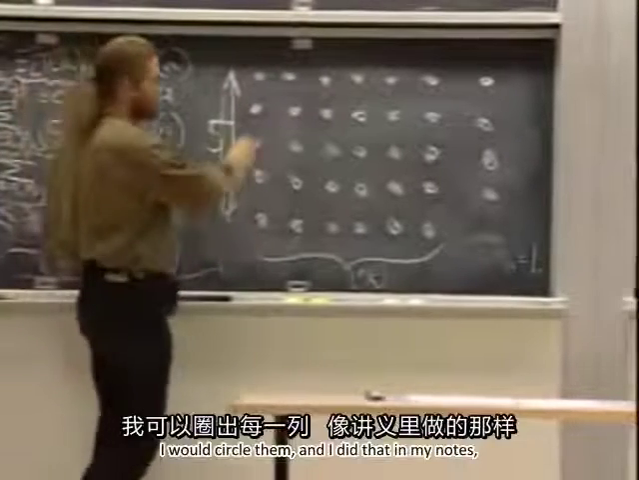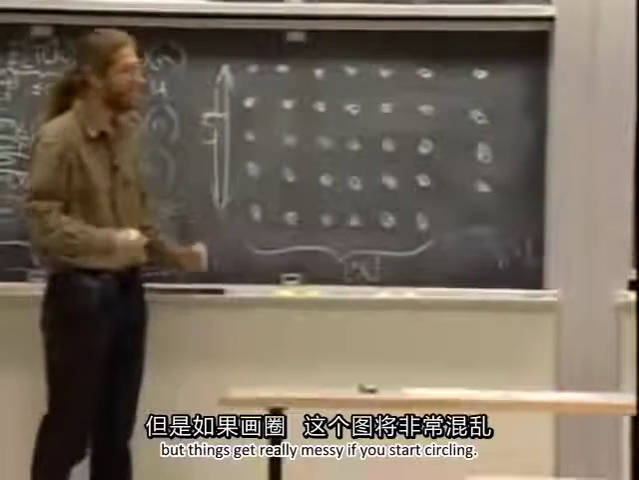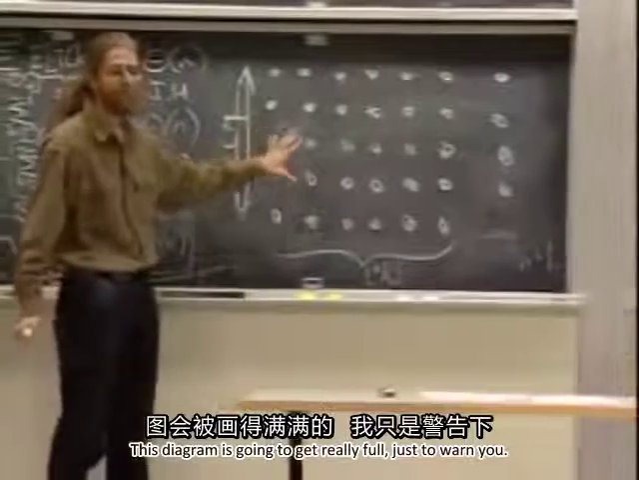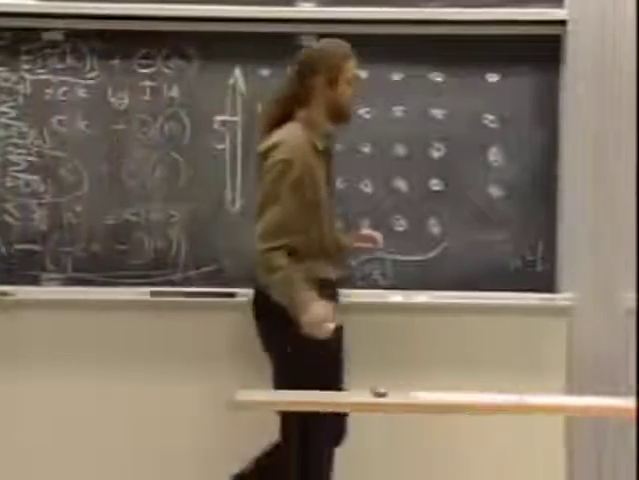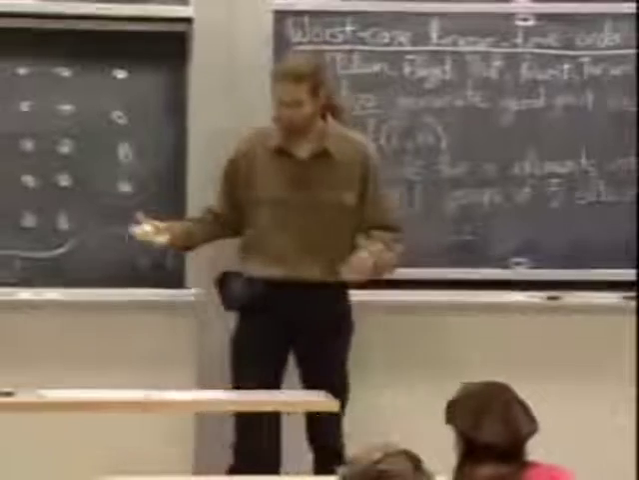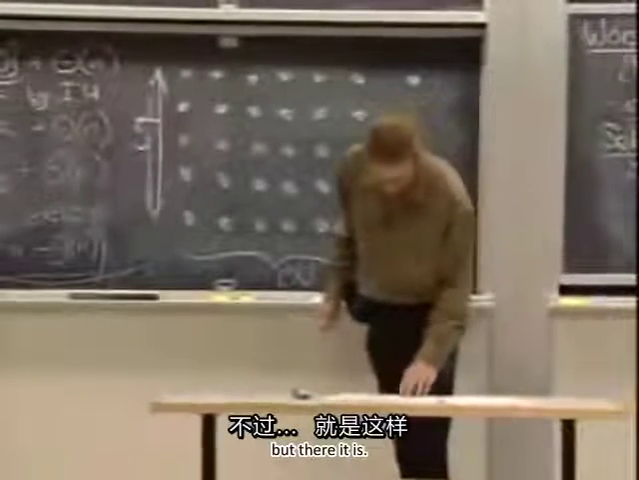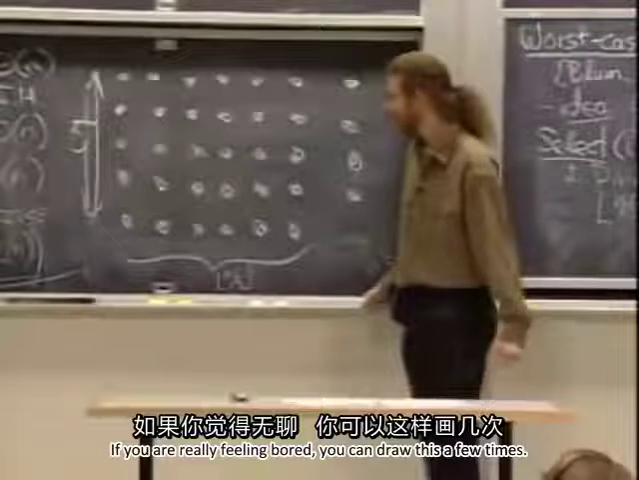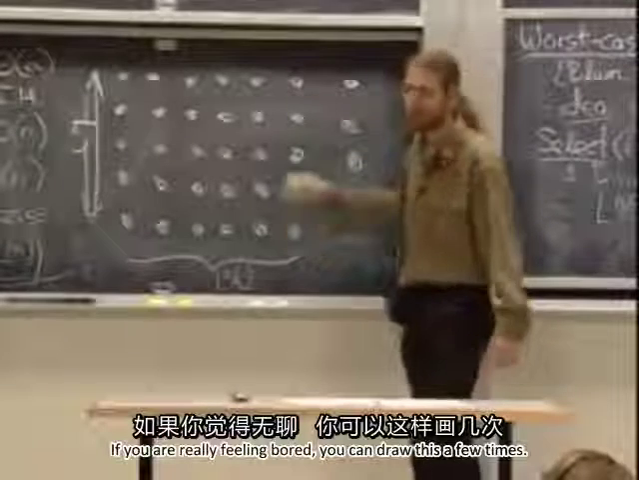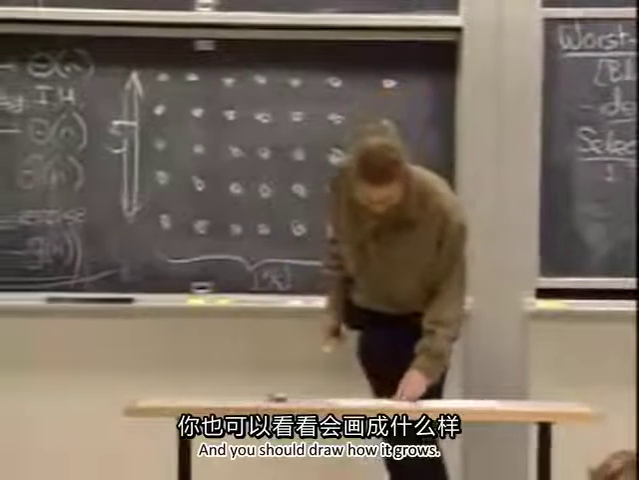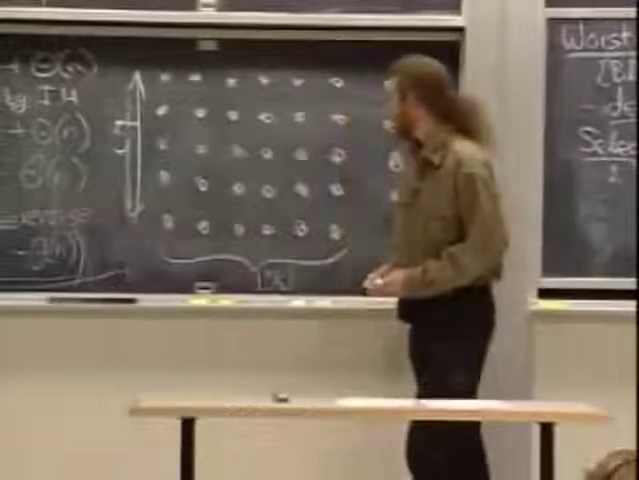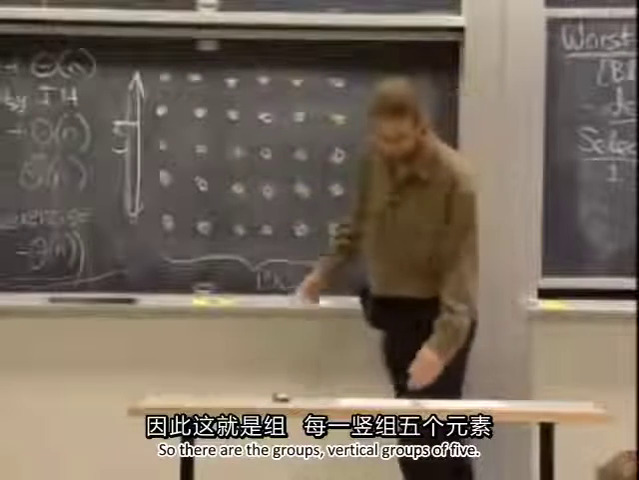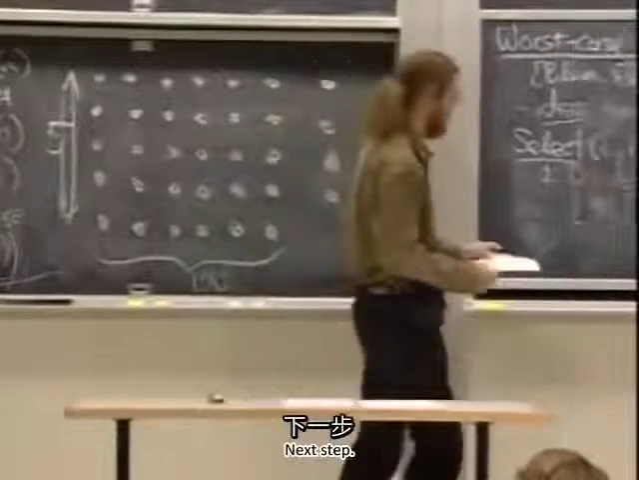I would circle them, and I did that in my notes, but things get really messy if you start circling. This diagram is going to get really full. So just to warn you, by the end it will be almost unintelligible, but hey, there it is. So if you're really feeling bored, you can draw this a few times and you can draw how it grows. But right, so there are the groups, vertical groups of 5. Next step.